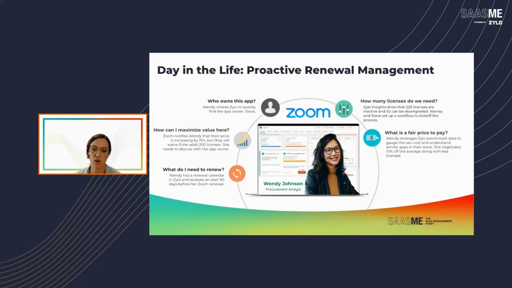But now she wants to know what a fair price is to pay. She checks out Zylo benchmark data to gauge what that SKU cost should be and what the average is. She can also see they have similar applications in their stack. They have MS Teams. Using both of those pieces of information, she's able to negotiate 10% off the average, along with fewer licenses because she did that optimization exercise.